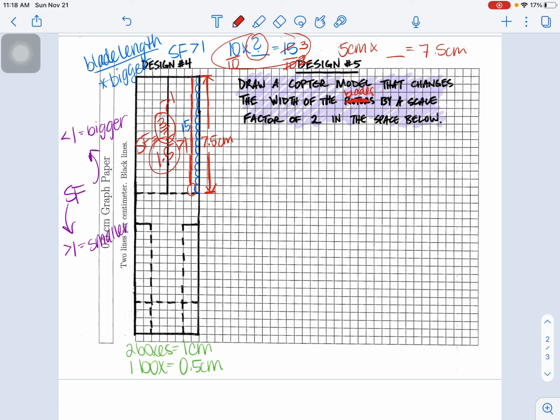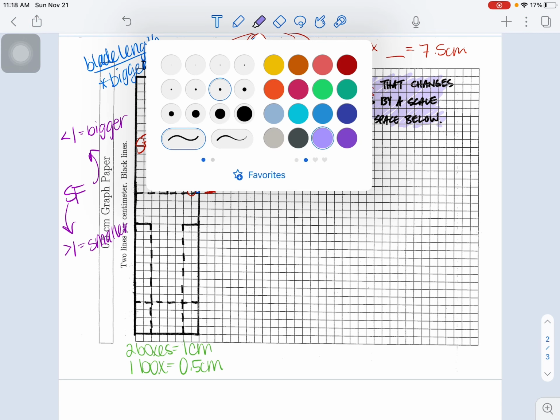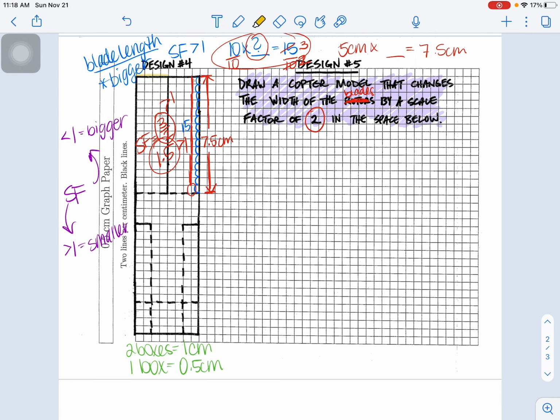So draw a copter model that changes the width of the blades by a scale factor of 2 in the space below. So real quick, remember blade width is this. Let's go change this to that orangey color. Blade width is this dimension, okay? So this is what I'm asking you to increase, is the width of the blades. And our scale factor equals 2.